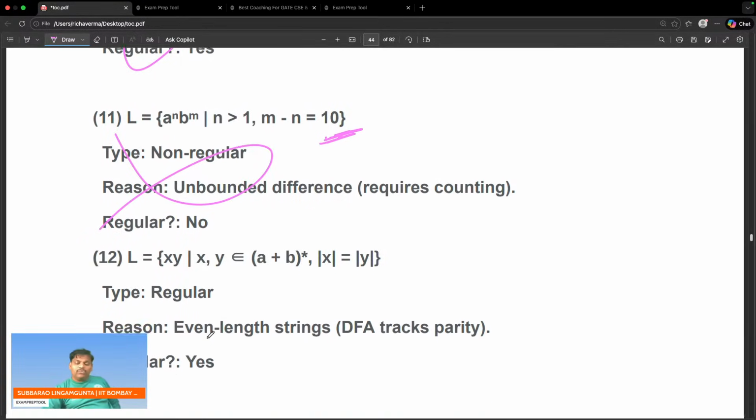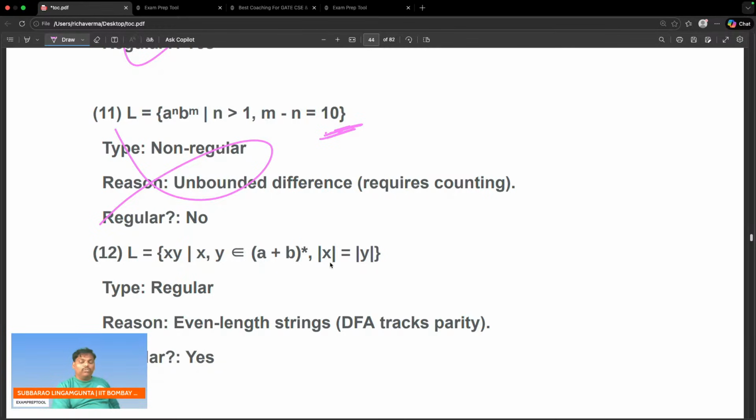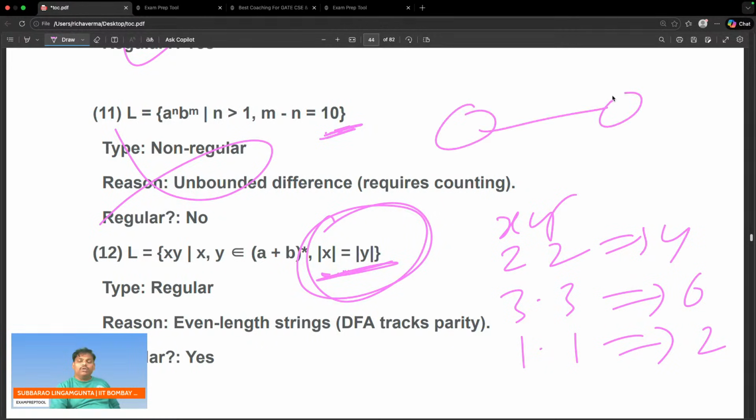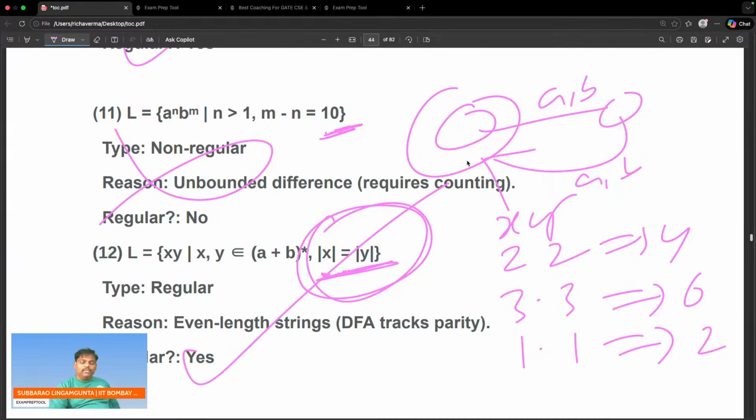Next one, xy, where xy belongs to a plus b whole star, where x is equal to y. All even length strings. If two strings are equal size and you keep them side by side, it is 2, so even. It is 3, it is even. It is 1, it is even. So even length strings. This is the automata for it. So it is also regular.